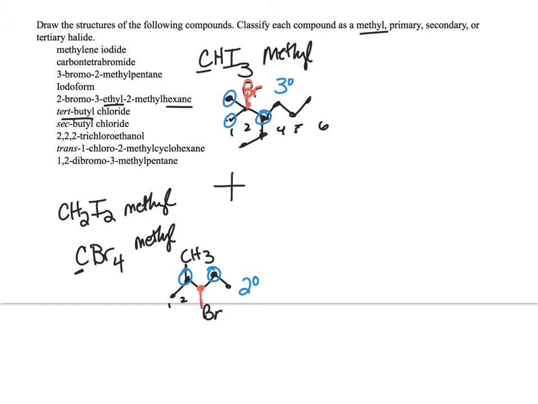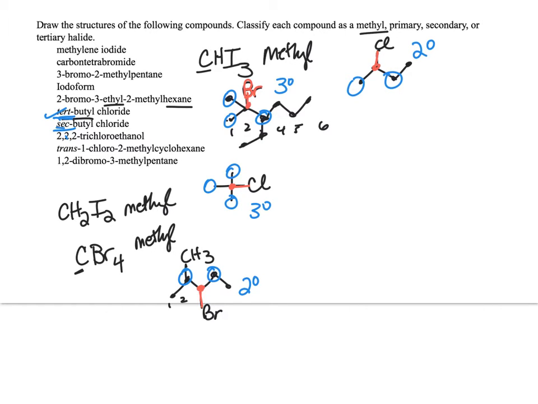Tert-butyl chloride, the tert-butyl group is this group here. We look at the carbon that's bonded to the halogen, and we say how many carbons is that carbon connected to? And it's connected to 3, so that would be tertiary, and that's what the tert means, tert-butyl. Sec-butyl chloride, so we need a sec-butyl group, so there's our butyl, and the chloride is coming off of the secondary carbon there. So that carbon is bonded to 2 other carbons, and that's secondary, and that's what the sec means.